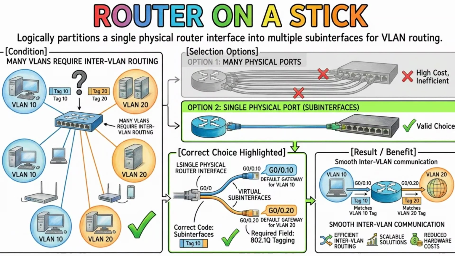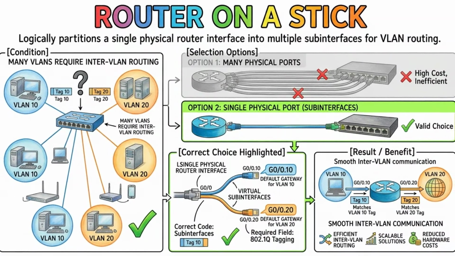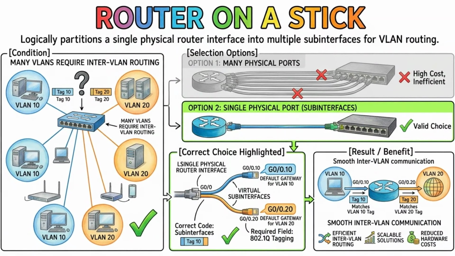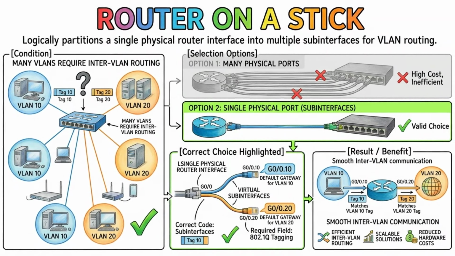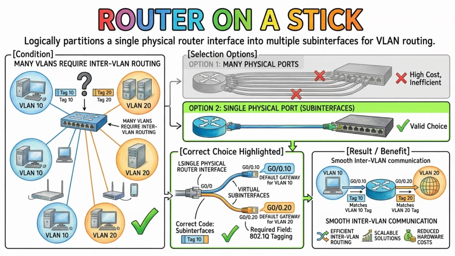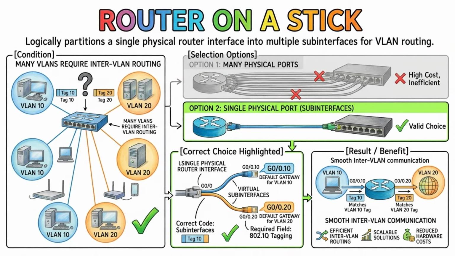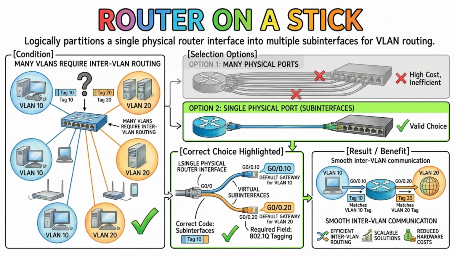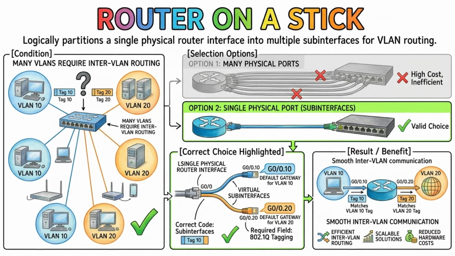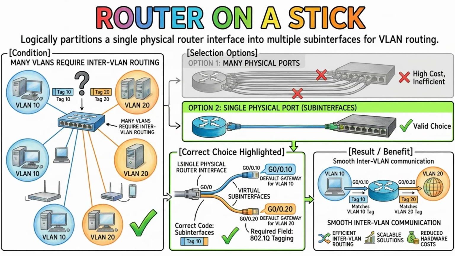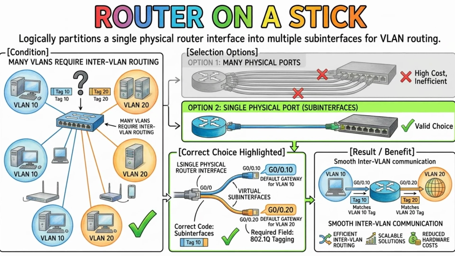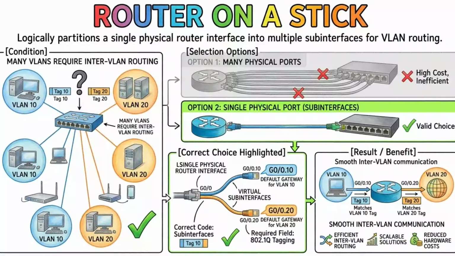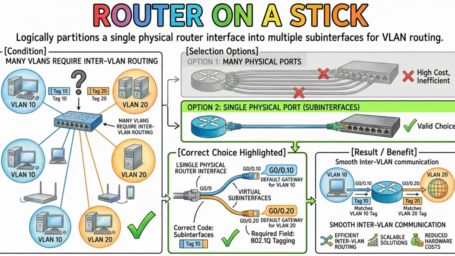To make that router on a stick configuration actually work, engineers use a clever software trick called subinterfaces. Instead of buying a router with 20 expensive physical ports for 20 different VLANs, you take one physical router port and logically slice it into 20 virtual subinterfaces. Each virtual subinterface acts as the default gateway for a specific VLAN and uses a tagging standard called 802.1q to keep the data properly separated on the physical wire.